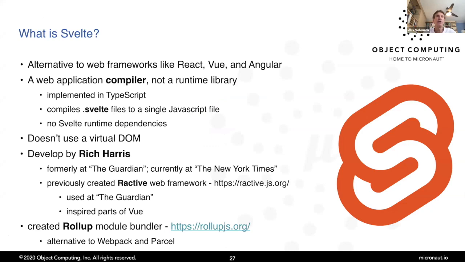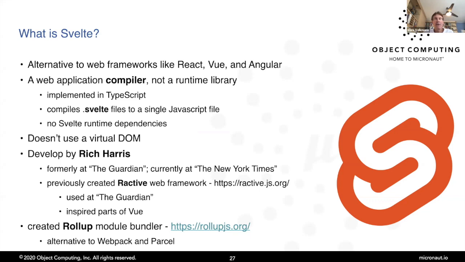So Svelte is an alternative to some other web frameworks that you're probably familiar with, like React and Vue and Angular. And a big feature of Svelte is that it's a compiler. It's not a runtime library. What this means is that you define your components in .svelte files, and those get compiled into JavaScript. Svelte code is implemented in TypeScript, and you have the option to implement your components in TypeScript if you want, but you can also just use plain JavaScript. But there are no runtime dependencies for Svelte.